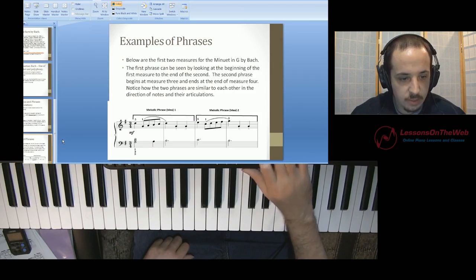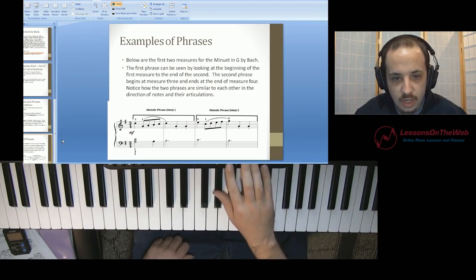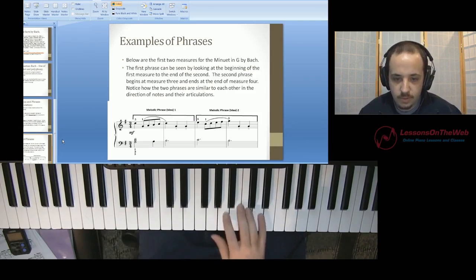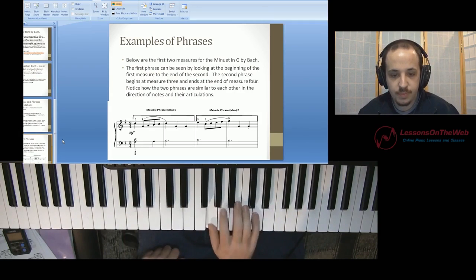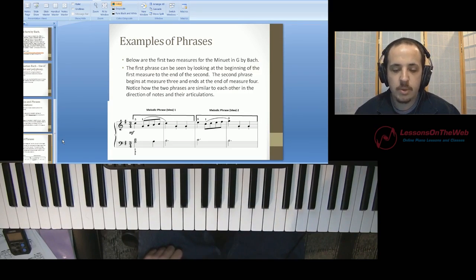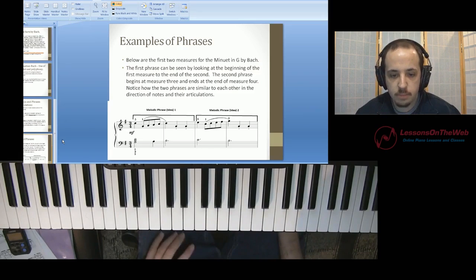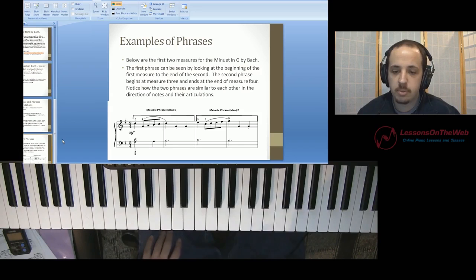Okay, we talked about that, obviously. So here in the first two measures, we talked about this already. Here's phrase 1. By the way, I tend to use melodic phrase and musical phrase in the same definition. So if you notice I refer to it as a musical phrase, I'm talking about pretty much a melodic phrase or a musical idea, so kind of the same thing.